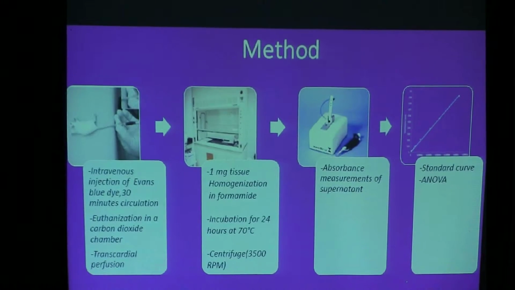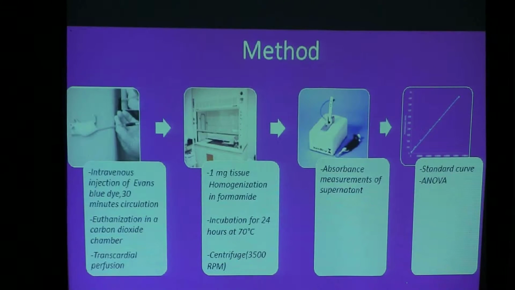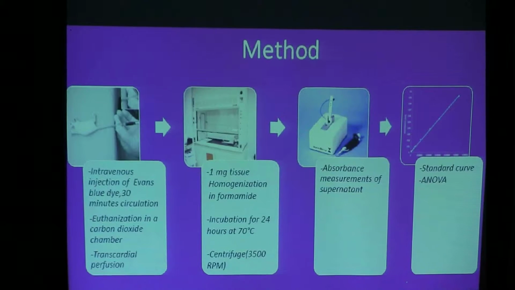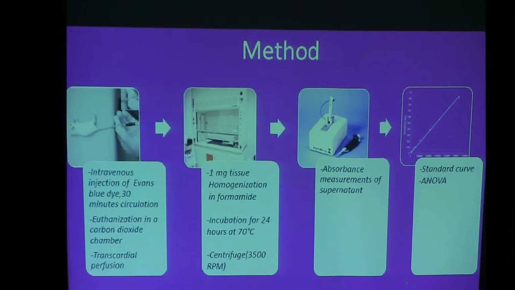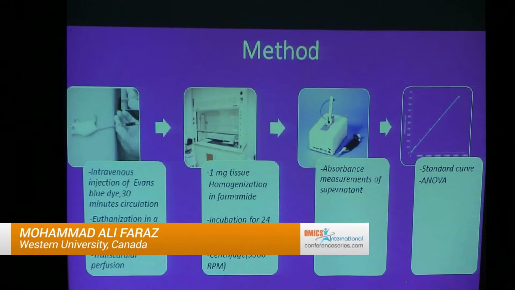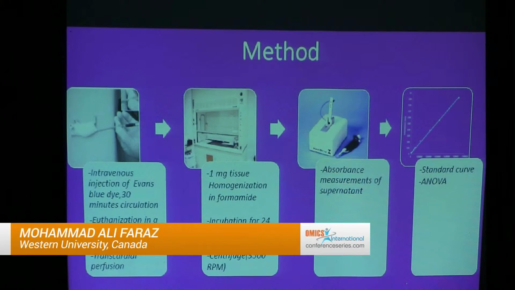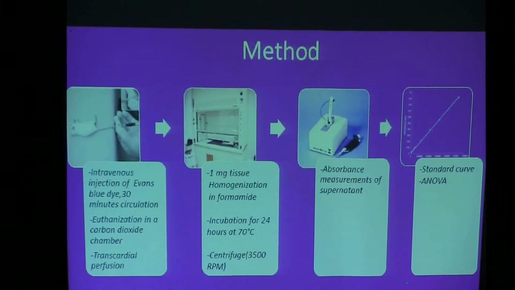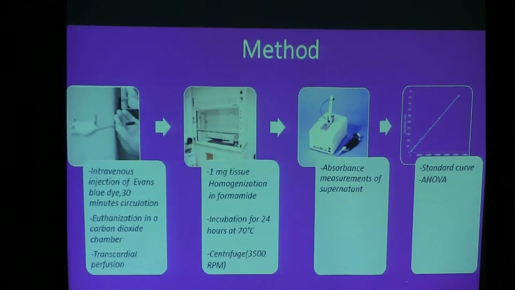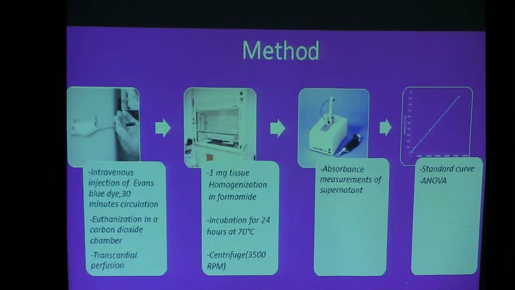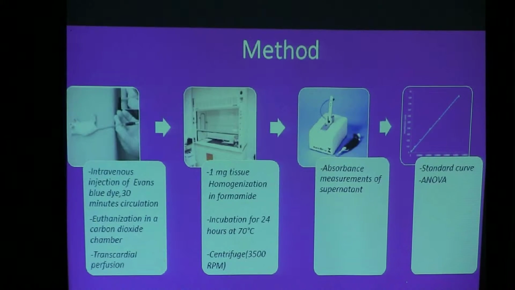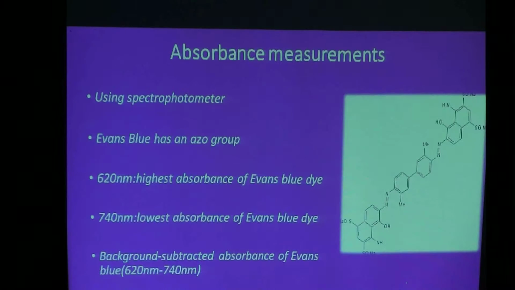Then we went back to the lab, and we used a method we call small scale analysis. We used 1 milligram of tissue, homogenized it in formamide, and then incubated it for 24 hours at 70 degrees centigrade. By using this, all of the Evans blue dye that penetrated into the tissue got drained out of the tissue into the formamide. Then we centrifuged our samples at 3,500 rotations per minute, and by using absorbance measurements of supernatants, we collected our data, and then by using ANOVA and a standard curve, we analyzed our data.